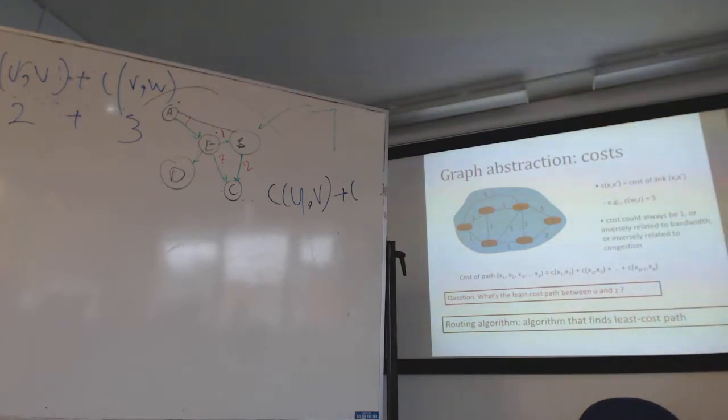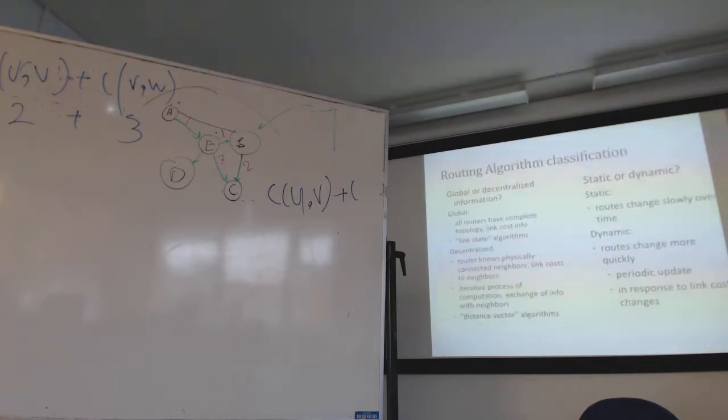So, this routing algorithm will define the least cost path eventually. I'll show you how to do it when we get there. Let's see what the routing algorithm classifications are. There are two types of classification. One classification is static versus dynamic. Let's go there first. What do you think the difference is between static and dynamic? It says static routes change slowly over time. Meanwhile, dynamic routes change more quickly. Can anyone explain this?